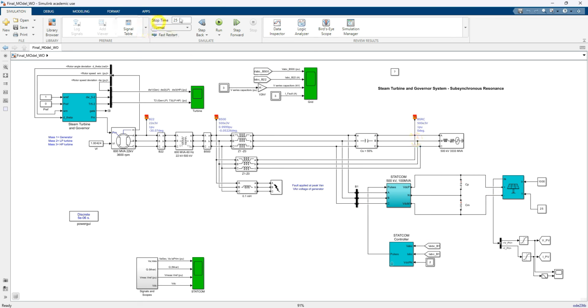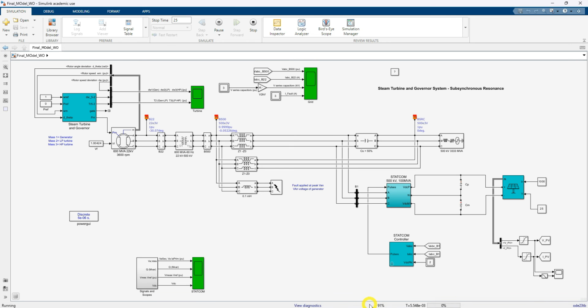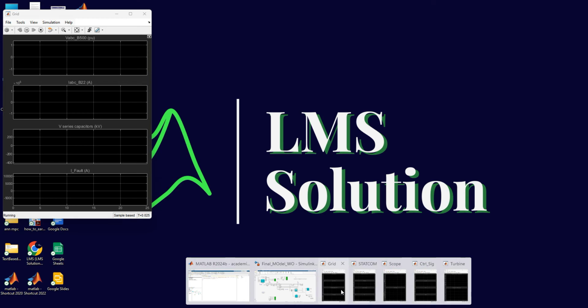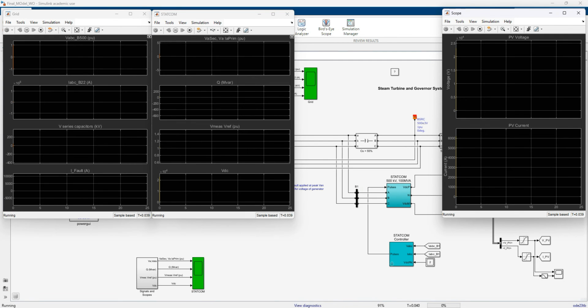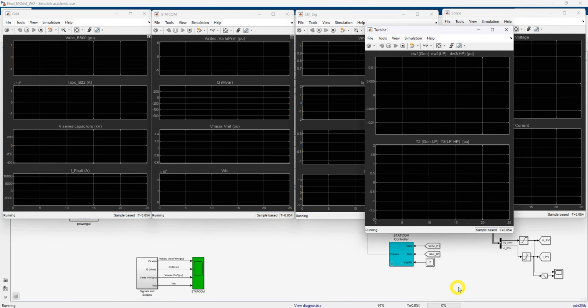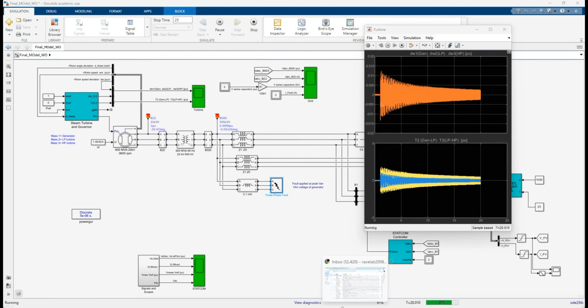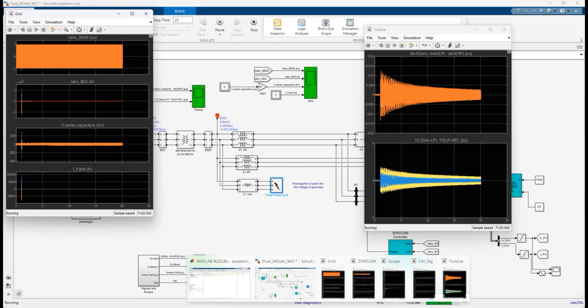Okay, so here I'm going to simulate this model. You have to check the result of the model. So you have to wait for the completion of the simulation. So this is the result with the STATCOM.